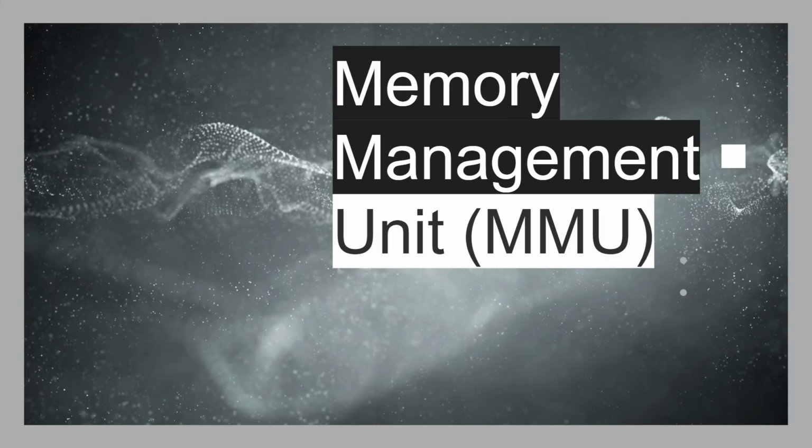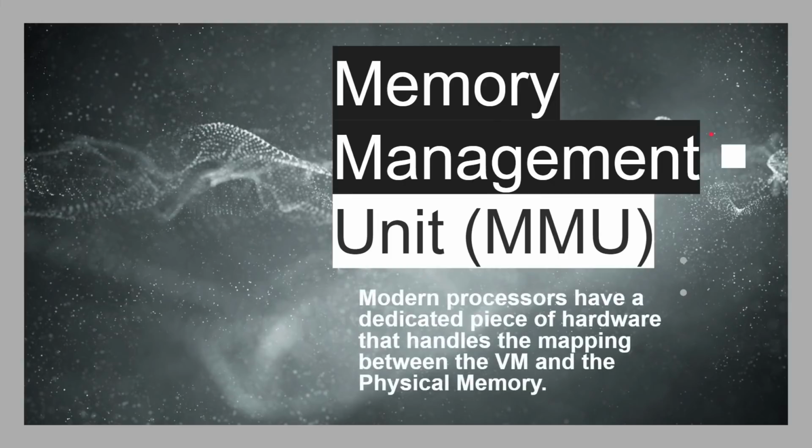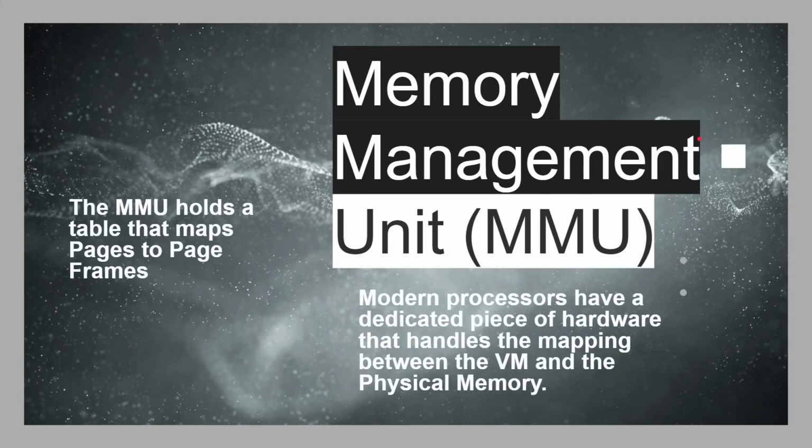Each CPU, each processor, has a memory management unit, and the memory management unit is responsible for doing these translations of these virtual addresses to the physical addresses in the hardware on the fly. So modern processors have a dedicated piece of hardware that handles the mapping between the virtual memory and the physical memory. And the way it works is the MMU holds a table, just like the one we saw on that previous page, that maps the pages to the page frames.